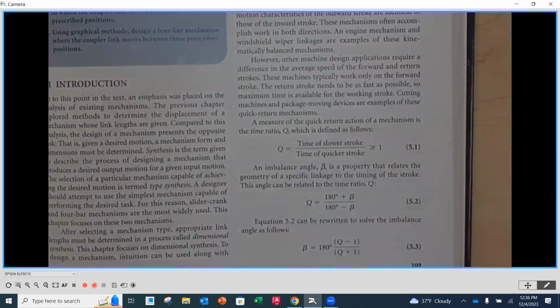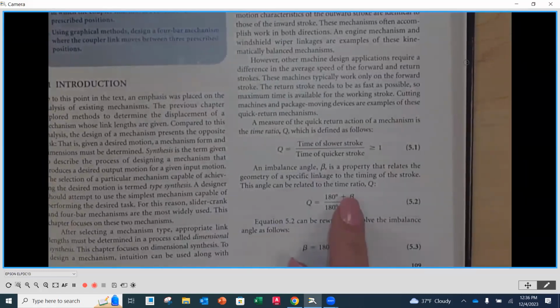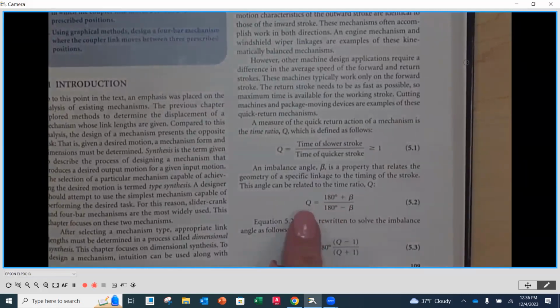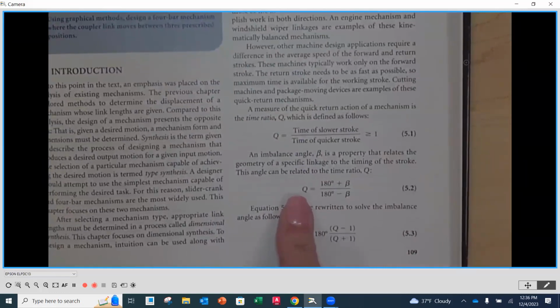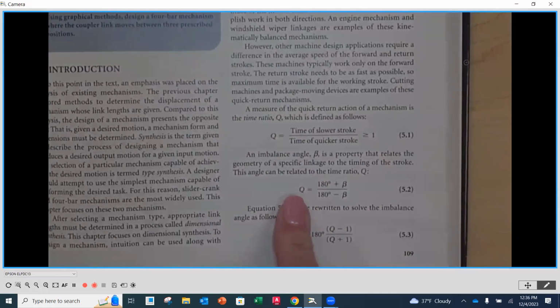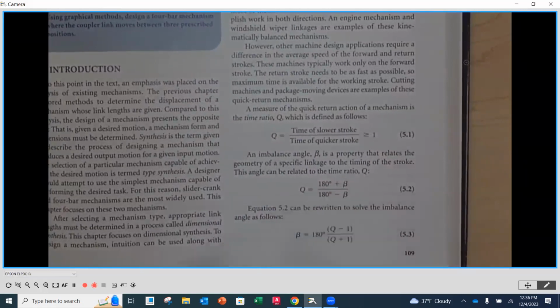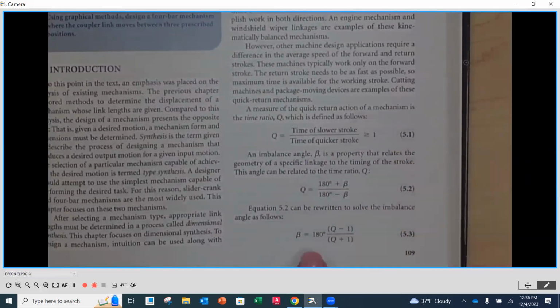Now the imbalance angle, beta. This relates to the geometry of a specific linkage and its timing to the stroke. Beta will either be something that we calculate for, or something that is given, and then we use it to determine our time ratio. You can see here, this relates the time ratio to that beta. And also backwards, these three all stack together. If I want to know what my beta is based on a time ratio, this is rearranged in order to do that as well.